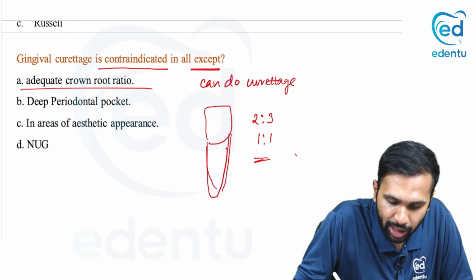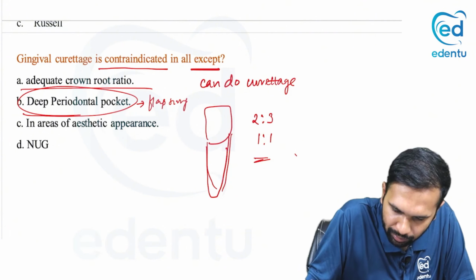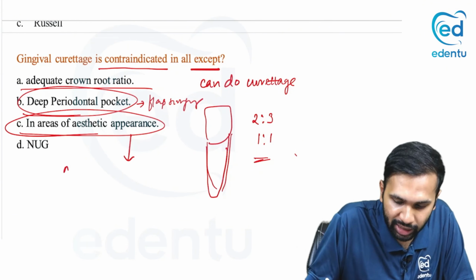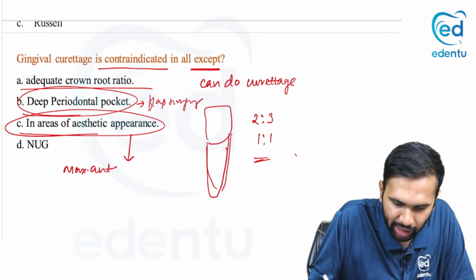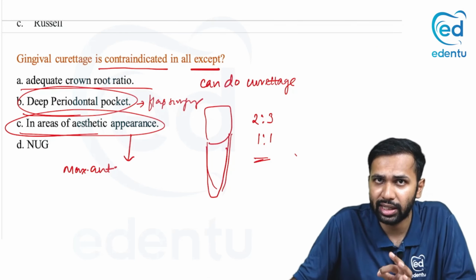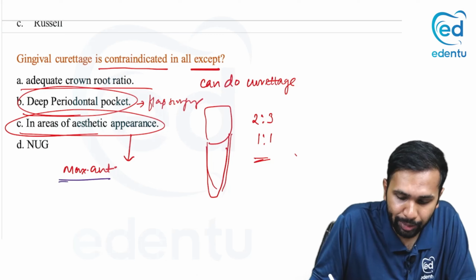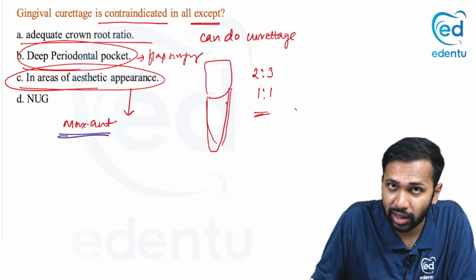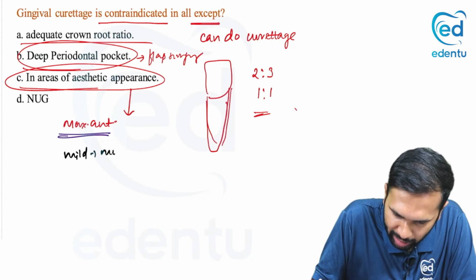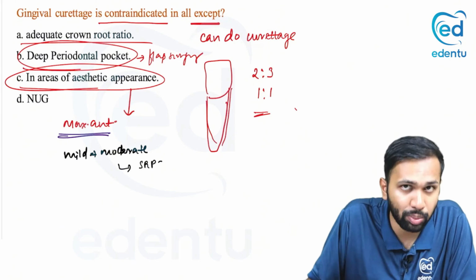A deep periodontal pocket warrants a periodontal flap surgery. In areas of aesthetic appearance, as I have discussed in the case of the maxillary anteriors, you try to avoid any surgical procedures as long as possible, unless it is a severe periodontal disease wherein you do a papilla preservation flap. I repeat, in the maxillary anterior region, if you have mild to moderate pockets, you simply do scaling and root planing.